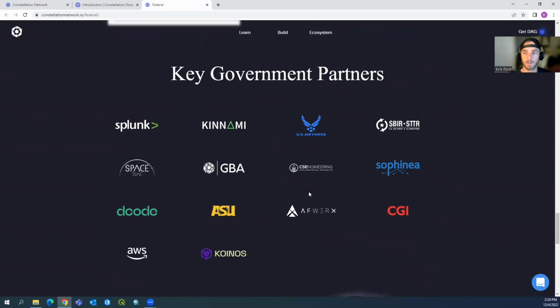They're big corporations. They're very well known. The U.S. Air Force is probably one of the biggest partnerships I've seen with any of these projects and technology. The U.S. Air Force has real world use applications, and the fact that they're using the DAG network to experiment and maybe possibly implement it could be huge for this project going into the future.